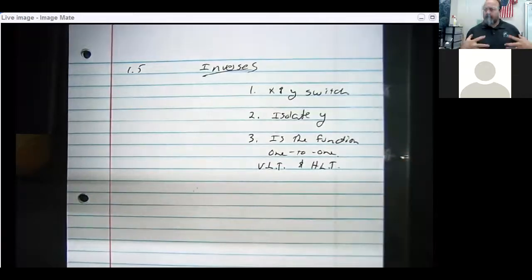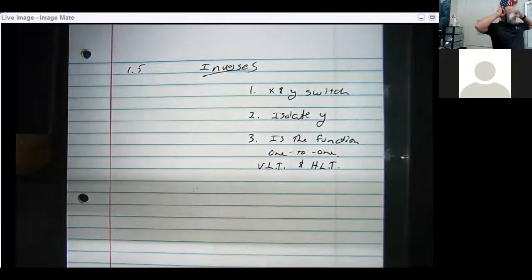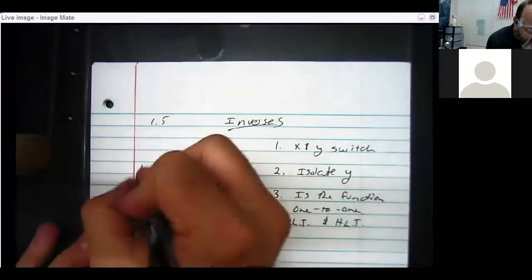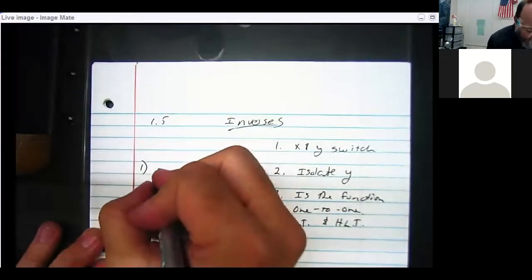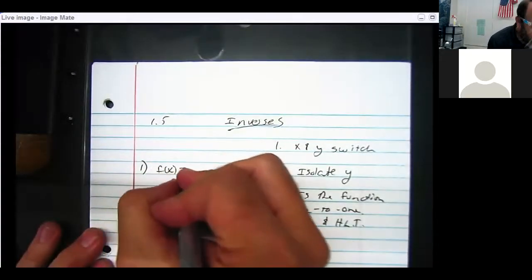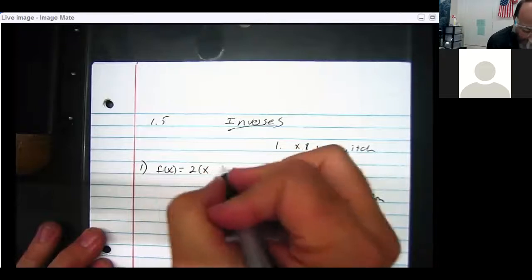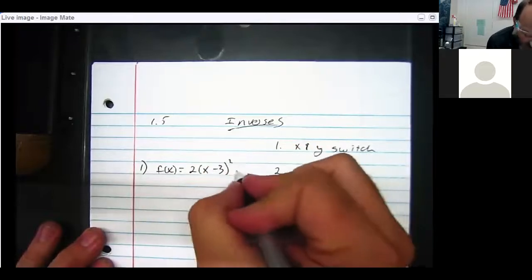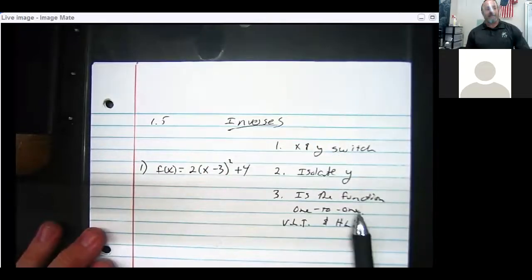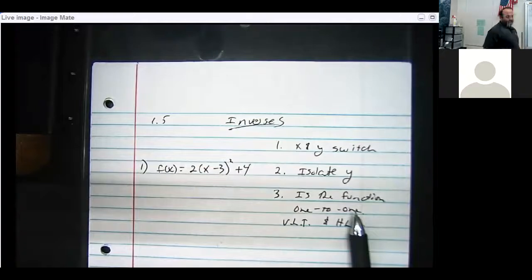Okay, we want to pass both the vertical line test as well as the horizontal line test. So in order to make this go fast, I'm going to jump to the question that I didn't get to last time. So imagine we have f of x is this function right here. This is a naughty question because it is not 1-to-1.